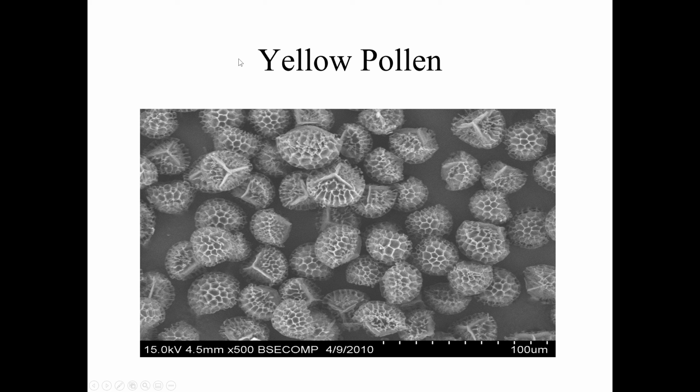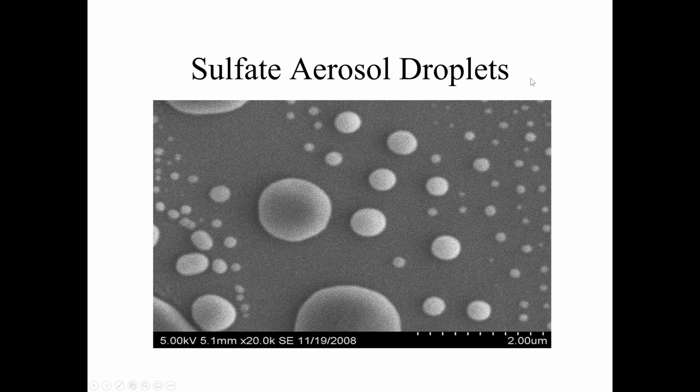Here's the yellow pollen that coats everything in Beaumont, Texas during certain times of the year. You can sort of understand why the pollen's an allergy. It's got these very, very sharp ridges and protrusions on it. You can just imagine when that gets in the lungs or the nasal cavity, you can't be near it. These are actual aerosol droplets.